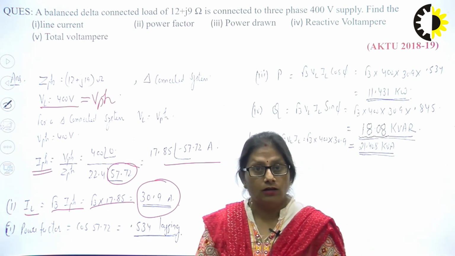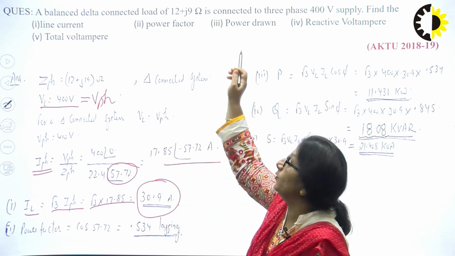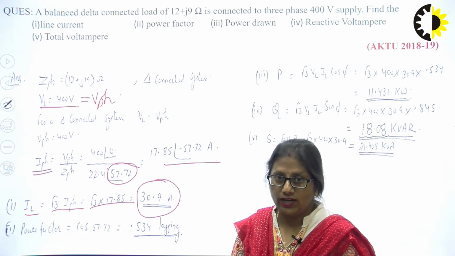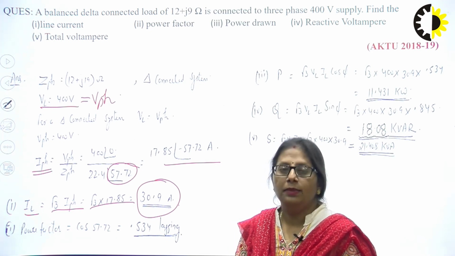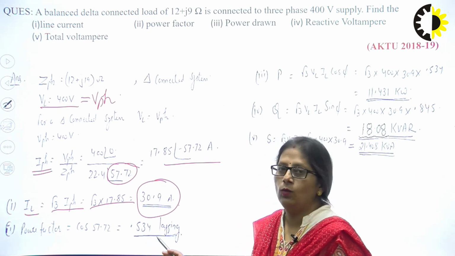What will be the nature? Will it be lagging, leading? See the impedance, that is 12 plus J9. That means it is inductive, right? Plus J, that means it is inductive. Inductive means the power factor has to be lagging. So it has to be 0.534 lagging.